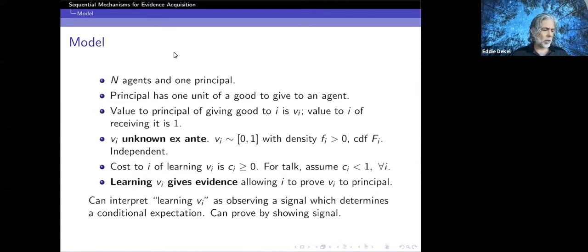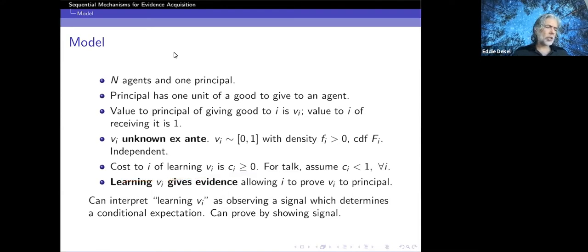So as I said, the model is very simple and very standard. There are n agents and 1 principal. The principal has 1 unit to give to an agent. The value to the principal of giving the good is VI. The value to the agent of getting it is normalized to 1. Up till now, very standard auction environment. We add to that the agents don't know their VIs. That's also not standard, but there's other work that has looked at that in the auction environment. And there's going to be a cost for learning that.